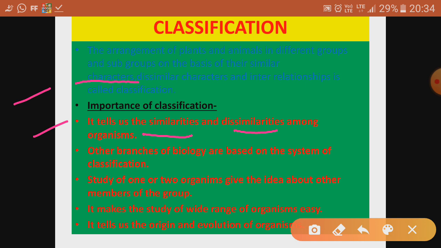It tells us the origin and evolution of organisms. That is also important: how any organism originated, how it started its journey of life, and how it has evolved. Evolved means how it has developed. So classification gives that study also. It tells us about the origin, the starting point of the animal, and how it has developed with the course of time. That is called evolution. Evolution means development, and development in organisms happens with time.